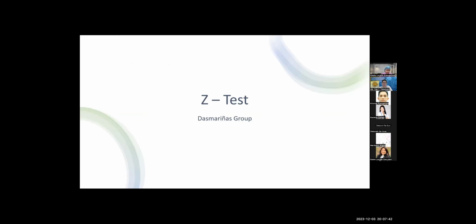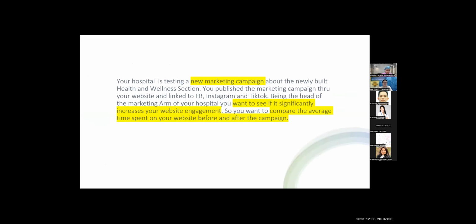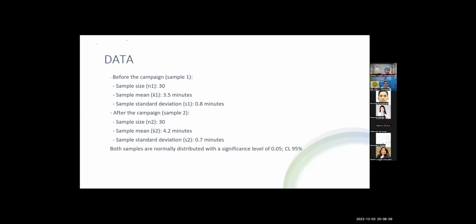Good evening. I will be reporting one of the statistical tests under the parametric tests, which is the Z-test. In our case, there is a new marketing campaign that will be tested, and we want to see if it significantly increases our website engagement. We want to compare the average time spent on the website before and after the campaign. The following data were given for sample 1 before the campaign.